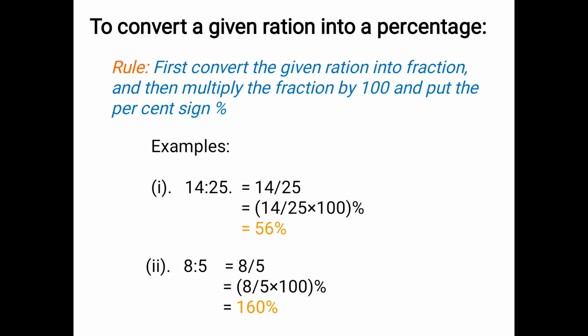And coming to the next question, 8 is to 5, this is the ratio. We have to convert the ratio first into a fraction, that is 8 by 5. Then what is the second rule? Multiply the fraction by 100. So that is 8 by 5 into 100. We cancel 5 and 100, then we get the answer 160 percentage.